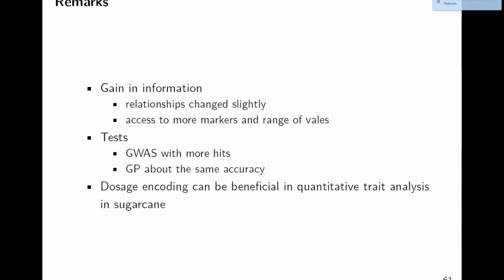But I think we can say that using some forms of dosage encoding in studies for sugarcane might be beneficial. So that's what we are actually investigating.